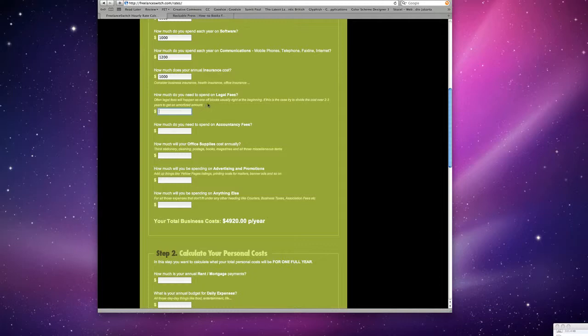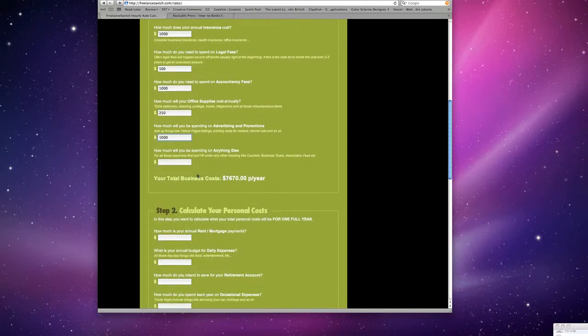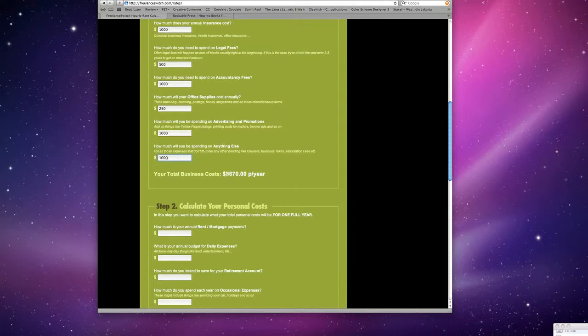And as it says there, it's definitely worth including those costs at the very beginning. So if you wanted to start a company, you might be looking at $200 or $300, and then any other advice you want on top. So maybe $500. How much do you need to spend on accountancy fees? $1,000. How much will your office supplies cost annually? $250. How much will you spend on advertising and promotion? Let's just say $1,000. And anything else such as couriers, business taxes, association fees. Let's just put $1,000 for that if it's including business taxes, or even more depending on your business.